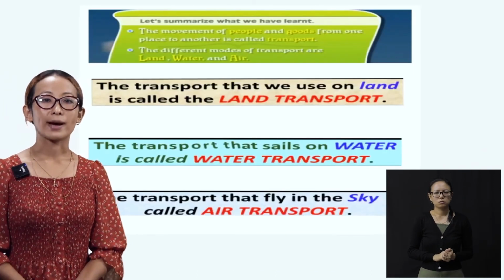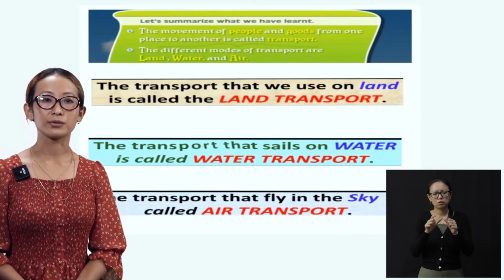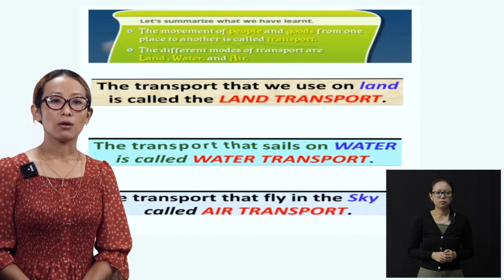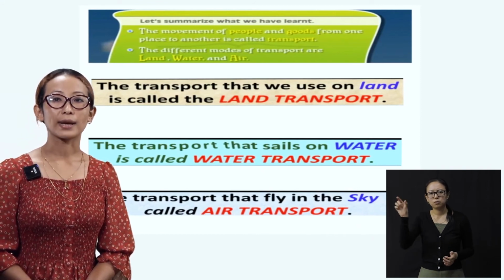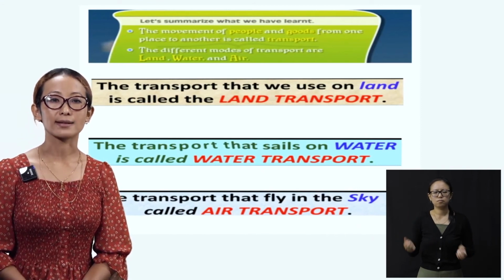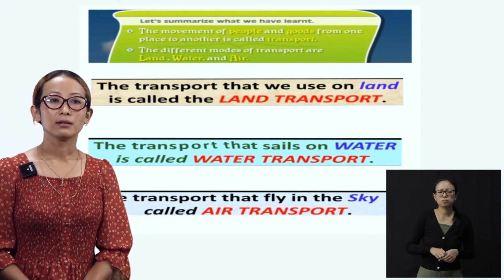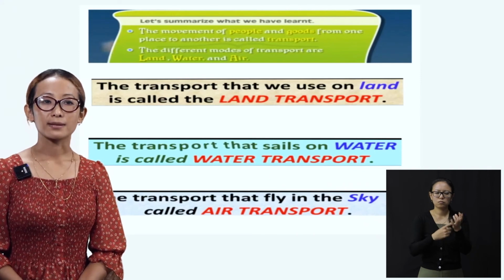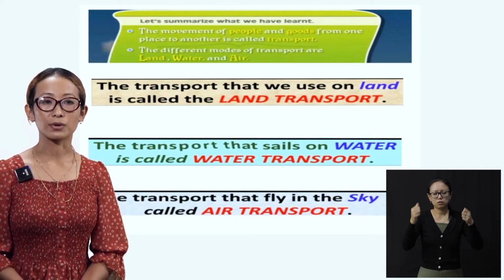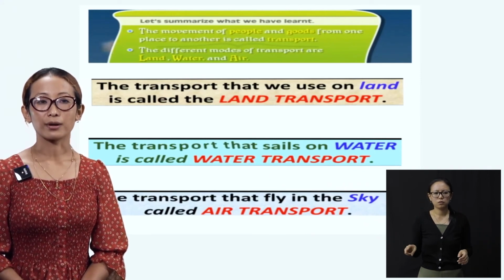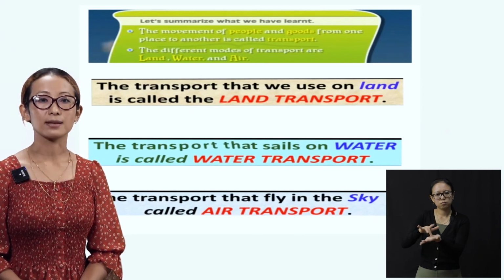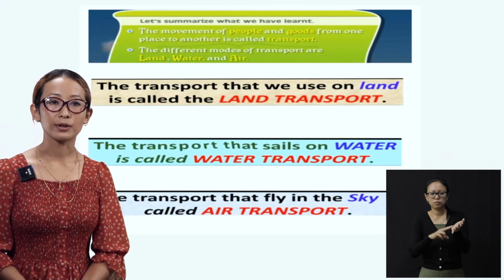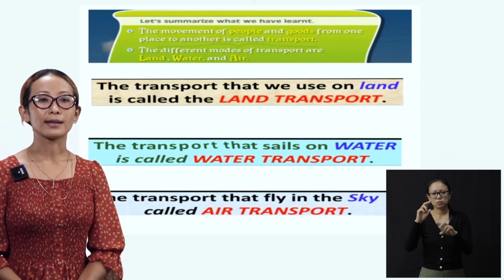So let us summarize the lessons that we have learned today. As I have told you, the movement of people and goods from one place to another is known as transport. The vehicles that help us to go from one place to another, or that help us carry people or goods, are called a means of transport. And there are different modes of transport: land, water and air.